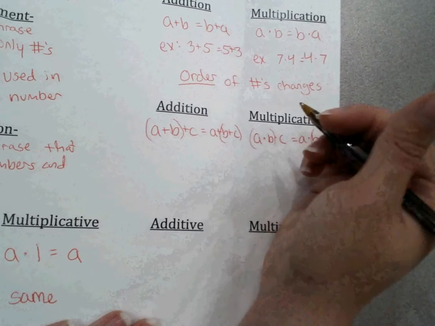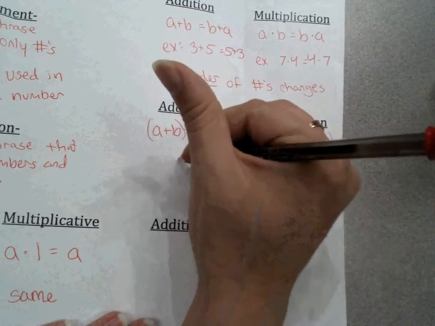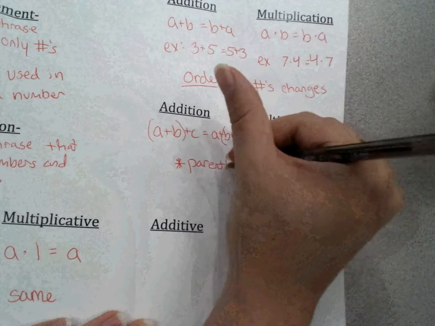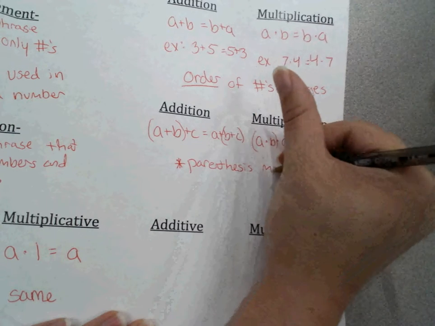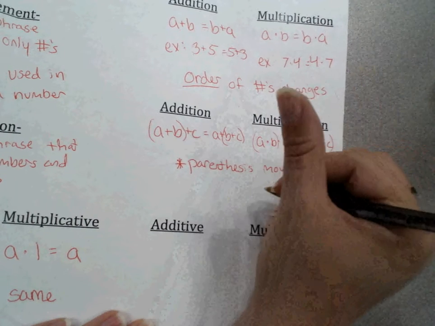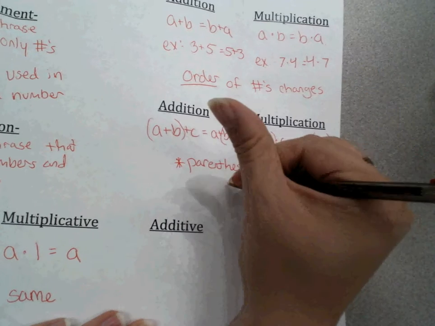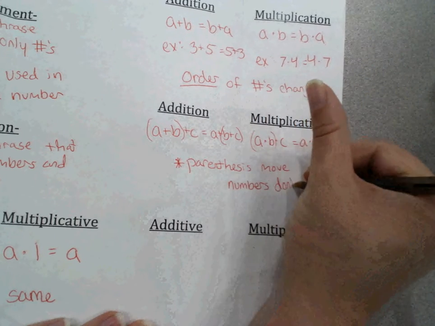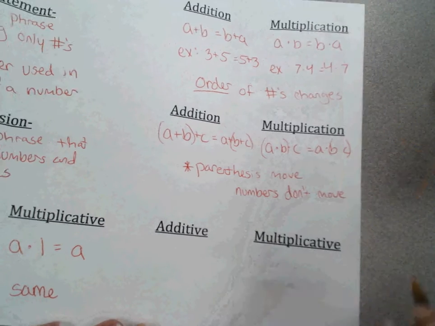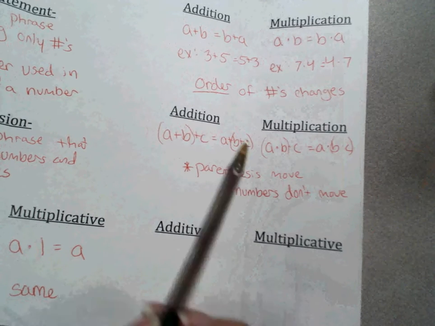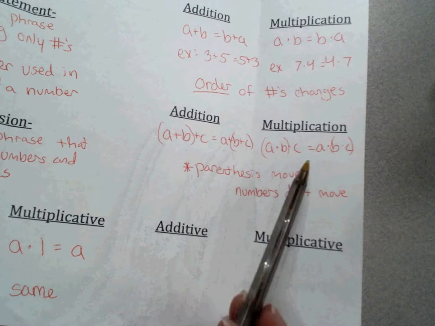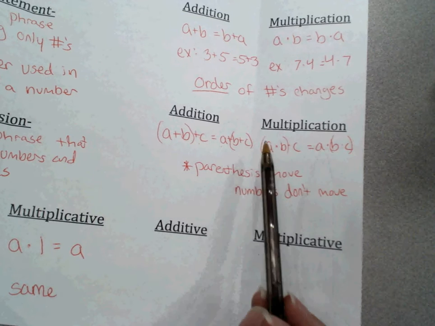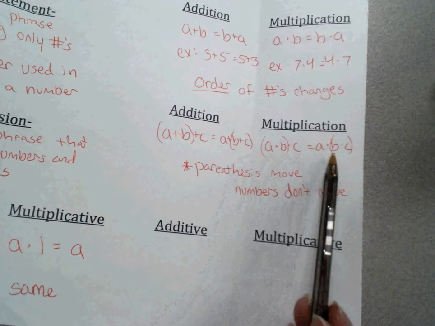So for both of these, just keep in mind that the parentheses move, numbers stay the same. And then just like we did up here, you could replace A, B, C with any number. 5 plus 4 plus 3, 5, 4, 3, or even 5 times 4 times 3, and then 5 times 4 times 3.